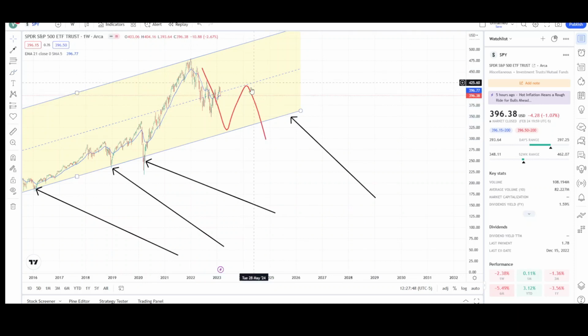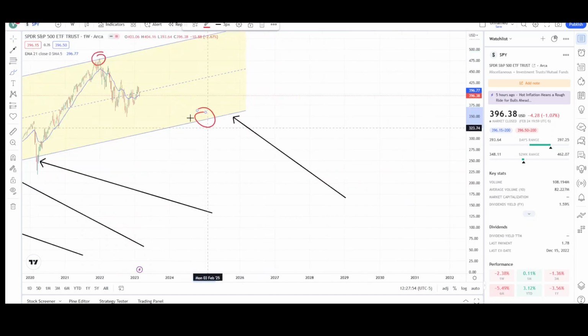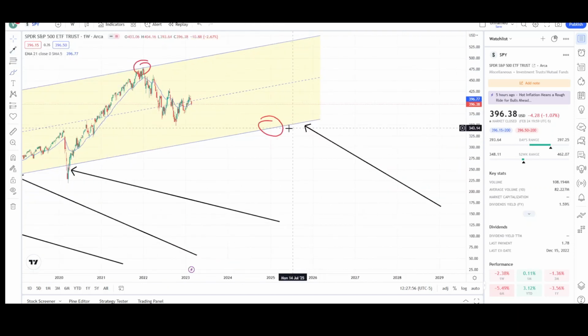So pretty much we're just correcting after this really large move higher. And since we hit the top side, prices will work its way to the bottom side. So this is the macro structure. It's going to take a while to play out.